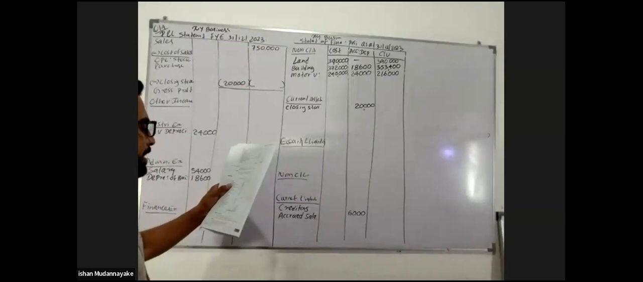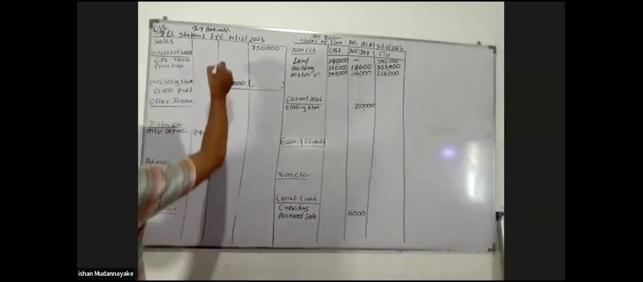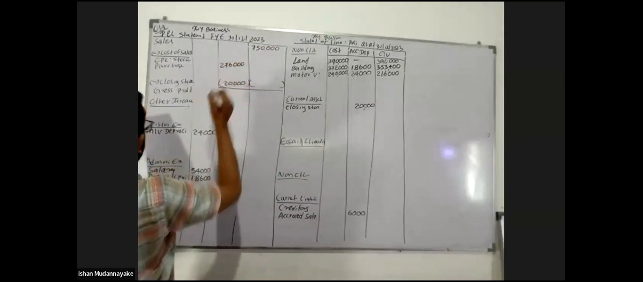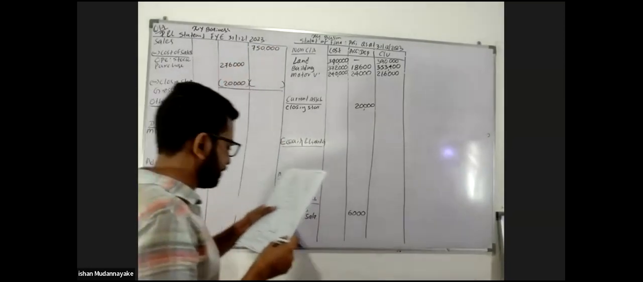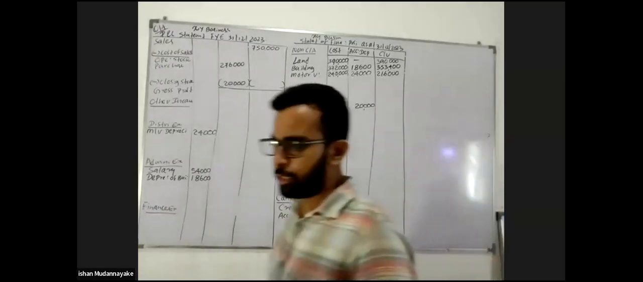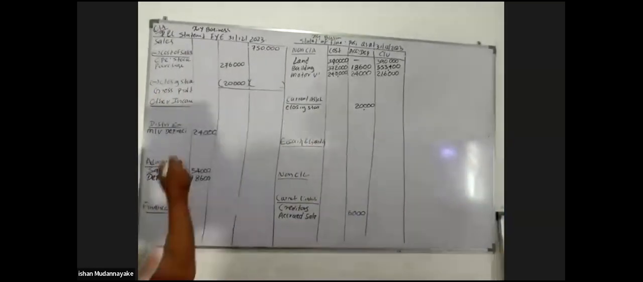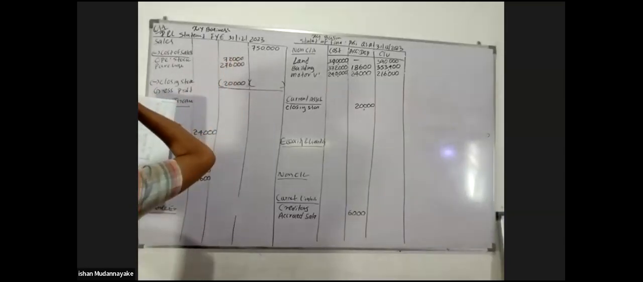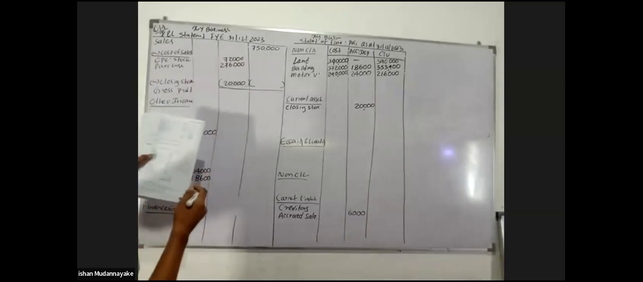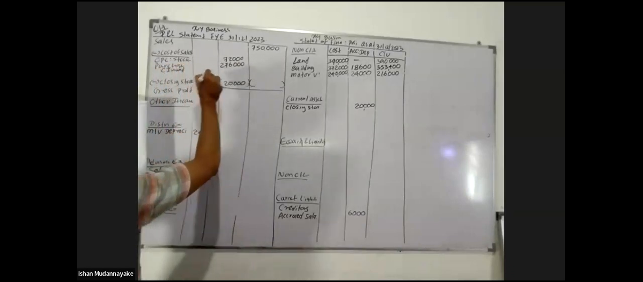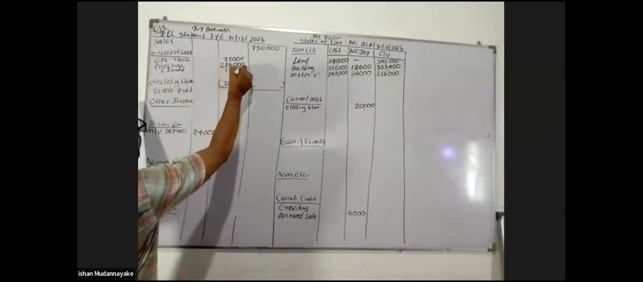Purchases 276,000. And then opening stock 72,000. Carriage inward, purchases plus carriage inward, purchases plus 18,000.